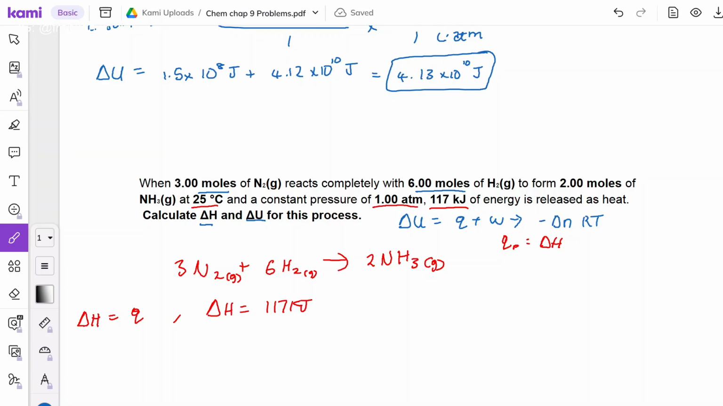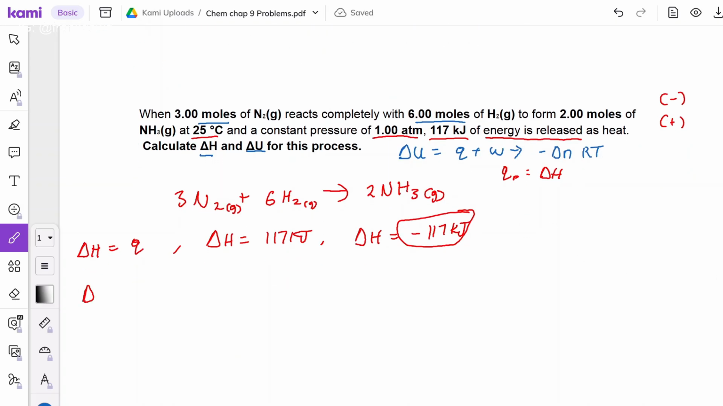117 kJ. But another thing that you have to remember when you do problems like this is to make sure you read the question. Right here, it says energy is released. And remember when I told you when a system releases energy, it's a negative, and when it gains energy, it's a positive. Since this energy is being released, it's not staying within the system. So instead of a positive, the actual enthalpy is going to be a negative, whatever the number is, because the energy is being released. And that's the enthalpy.